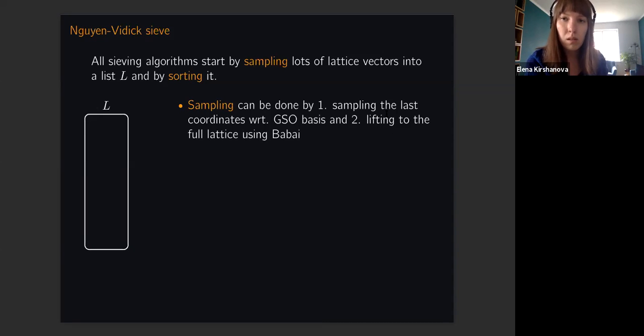And this is the default sampler. Another possible sampler would be, if you have already a long list of vectors, to combine 4, 5, 6 vectors from your list (3 would be a bad idea) to create something shorter and call it a fresh vector.